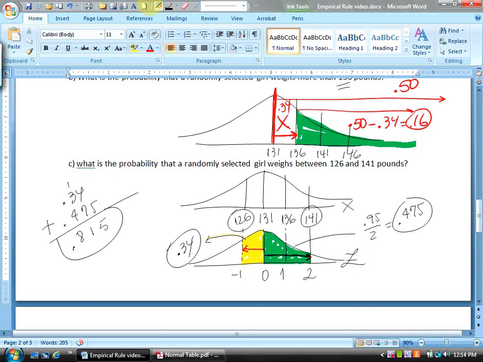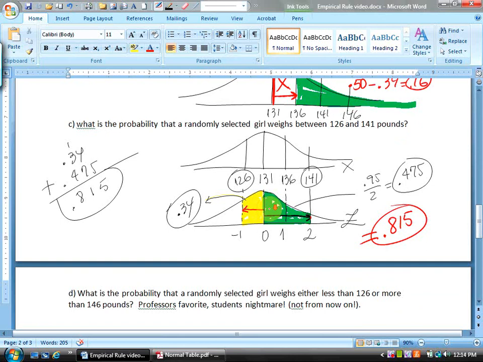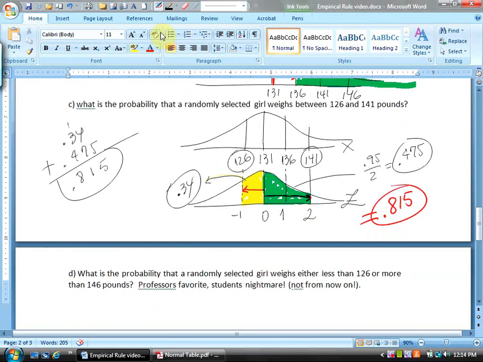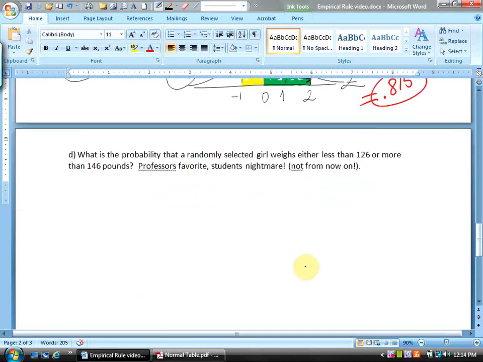Both areas together, answer in red is 81.5. Okay, you may get a question like this in the quiz, and very often in a class of 30, we get about 5 people getting the wrong answer. So you don't have to get the wrong answer anymore. You can get it right now.